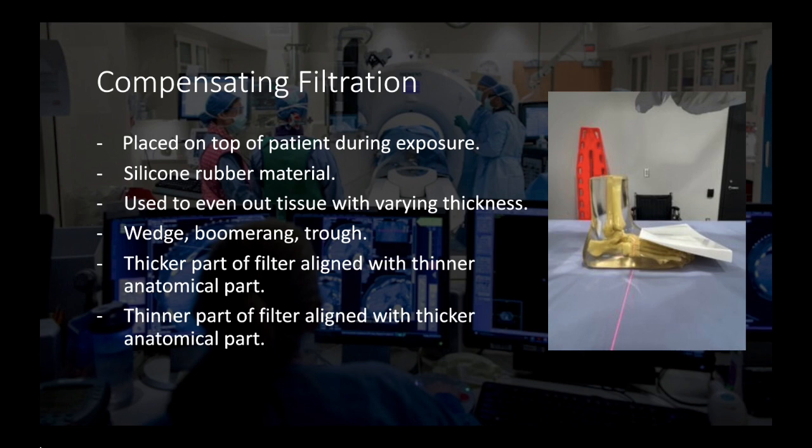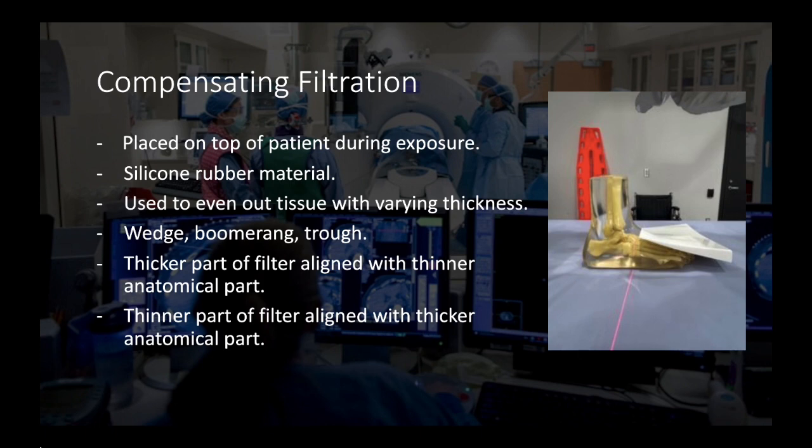Another form of filtration used is called compensating filtration. These types of filtration devices are generally placed on top of the patient in the primary beam during exposure to even out thickness in the anatomic area of interest to alter beam intensity. There are three main types of compensating filters that are used a lot during our studies. They're called wedge filters, boomerang filters, and trough filters.